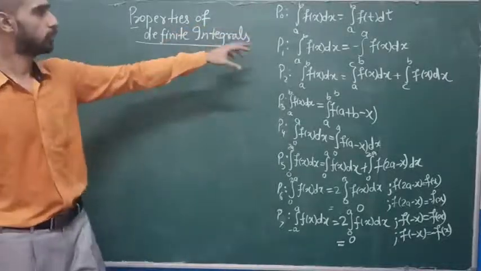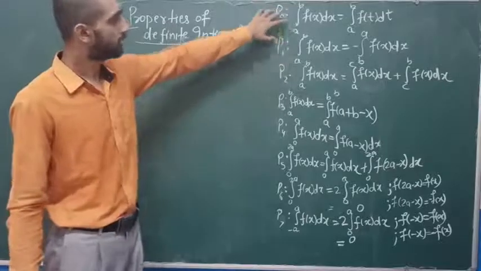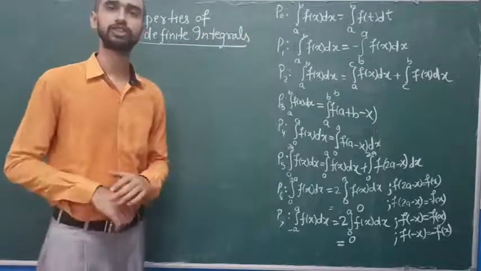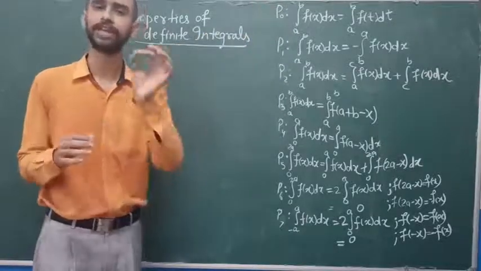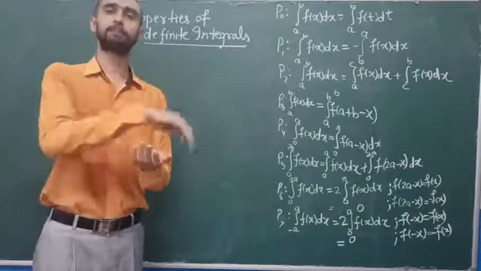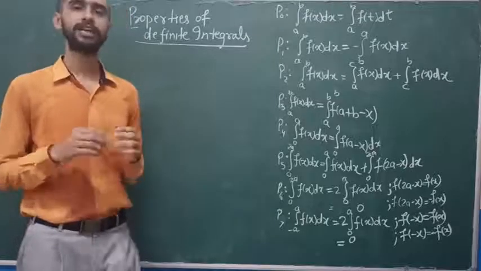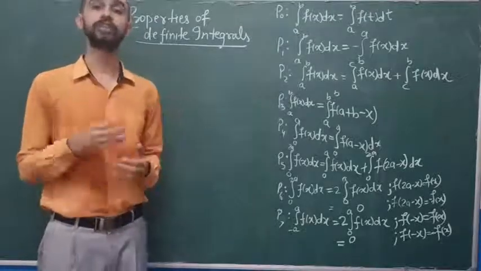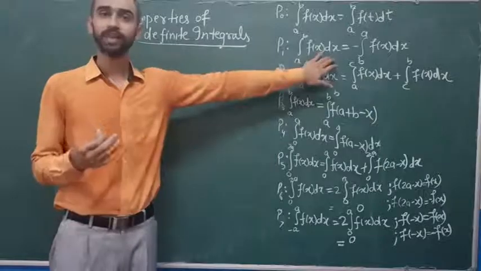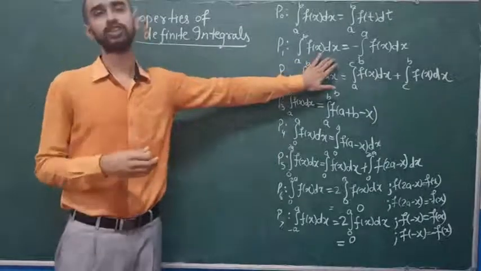Property P0 says that integral a to b fx dx equals integral a to b f t dt. Here x is replaced by t. P1 says integral a to b fx dx equals minus integral b to a fx dx.